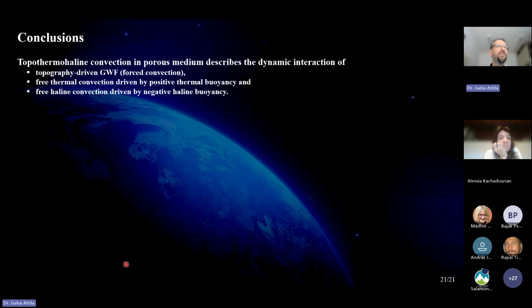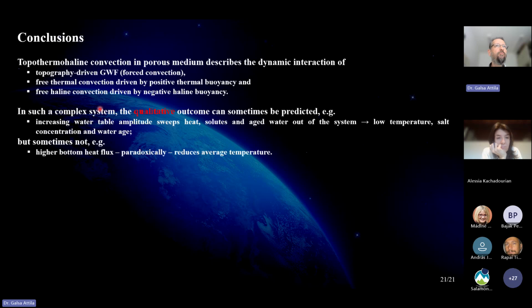And the take-home message. So, topo-thermohaline convection in porous medium describes the dynamic interaction of the topography-driven forced convection, the free thermal convection, and the free but negative haline convection. So in such a complex system, the qualitative solution can sometimes be predicted. For example, it seems to be logical that increasing water table amplitude sweeps the heat, solutes, and aged water out of the system, leading to low temperature, salt concentration, and water age.